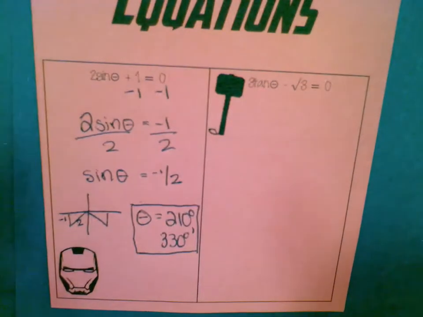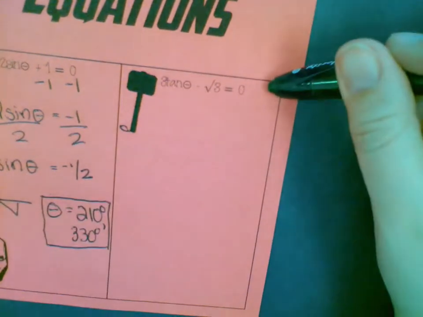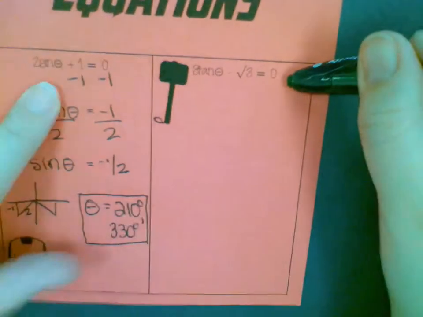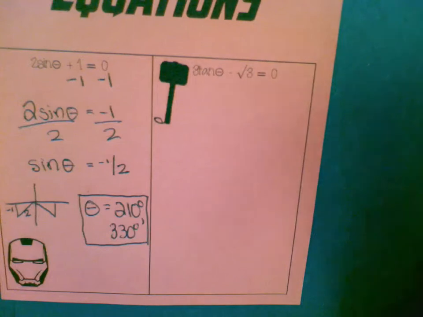Like this problem, we had two answers. Sometimes we can have 4, sometimes we can have 6 or 8. It just depends on what type of equation. The ones that we're going to work on today aren't going to be that complicated with so many answers. What I want you to do is pause and try the next example, which is pretty much just like the first one, and then when you come back, we'll talk about the answer.